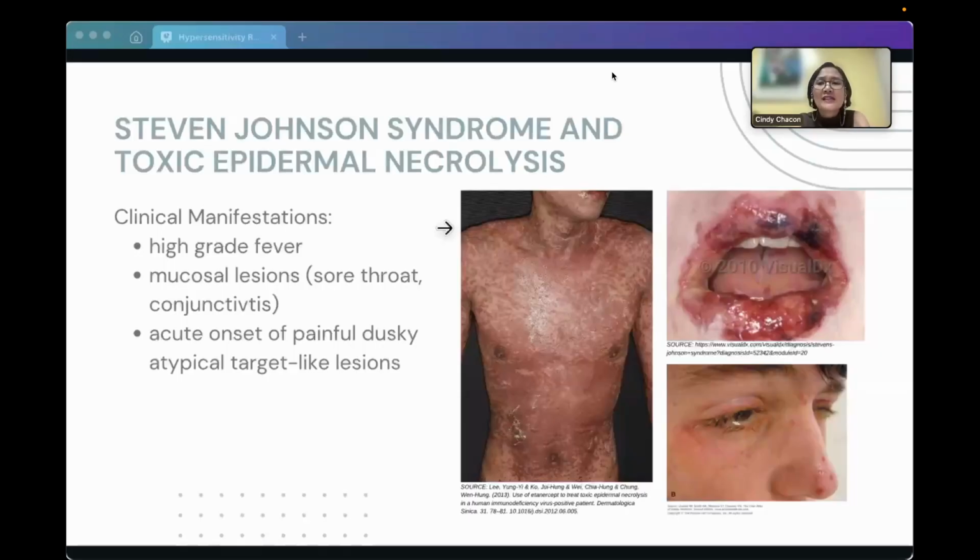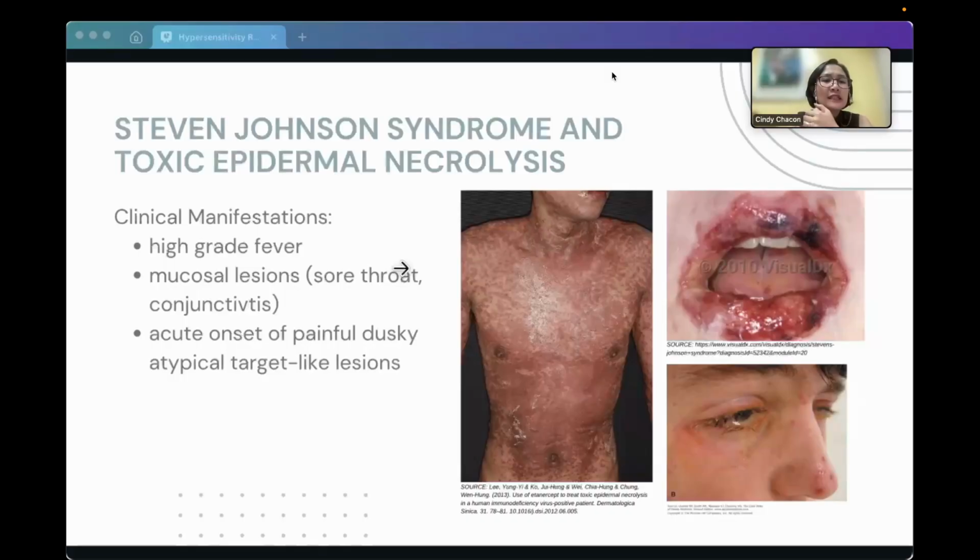Patients with SJS-TEN initially present with high-grade fever, sore throat, conjunctivitis, and an acute onset of painful, dusky, atypical target-like lesions. I wasn't able pala to put in a picture of a target lesion, no? Pero talagang mukha siyang bullseye. So a target lesion looks like a bullseye. It's violaceous in nature. When you see one, you will know that there is something very different about that reaction.